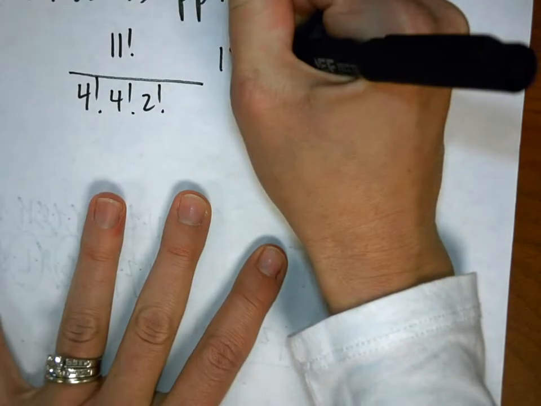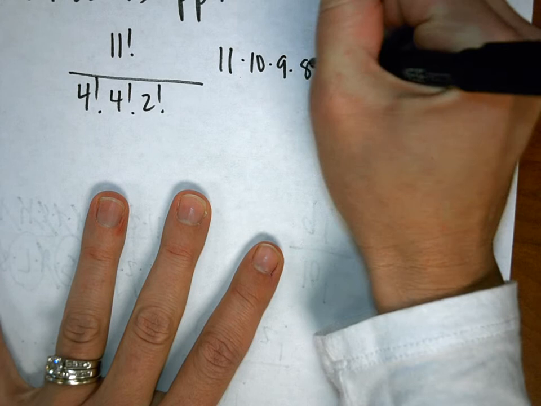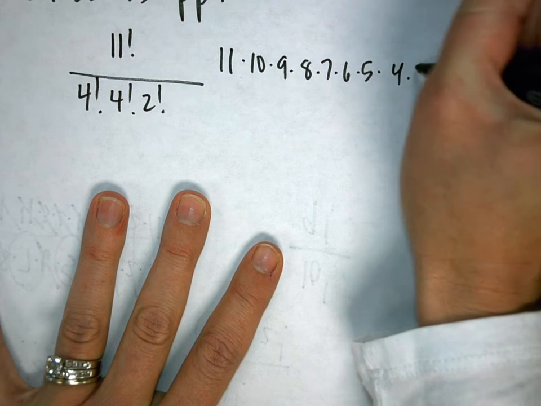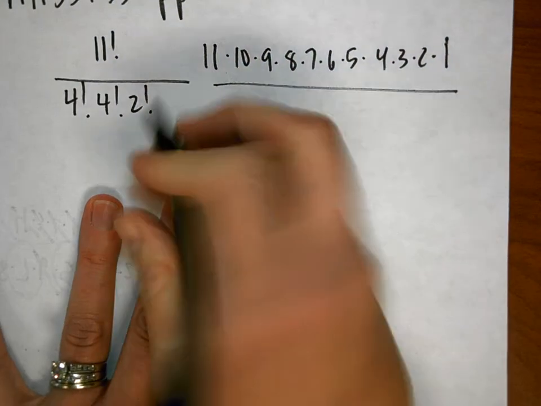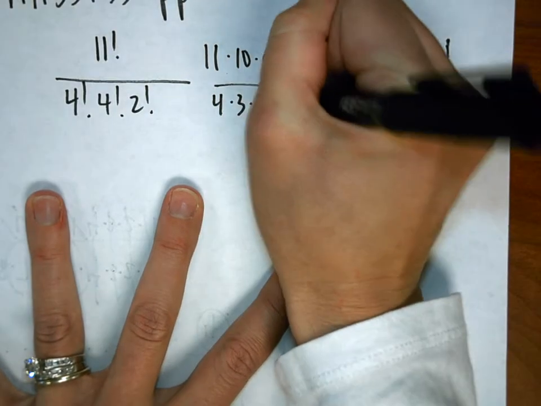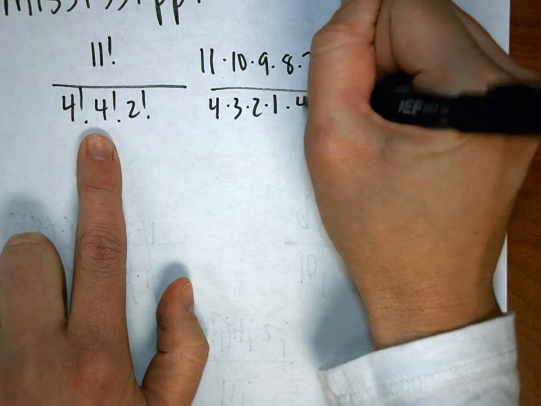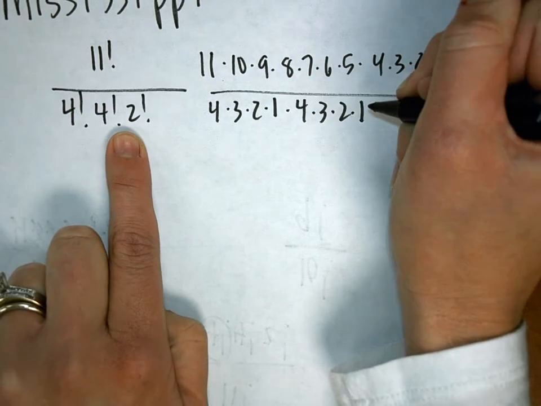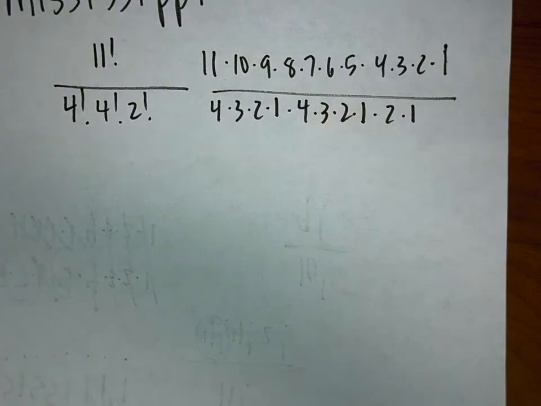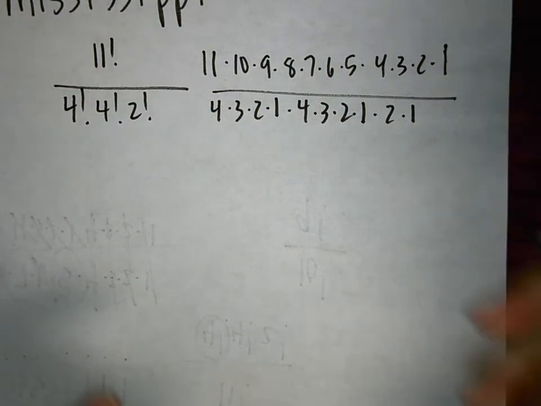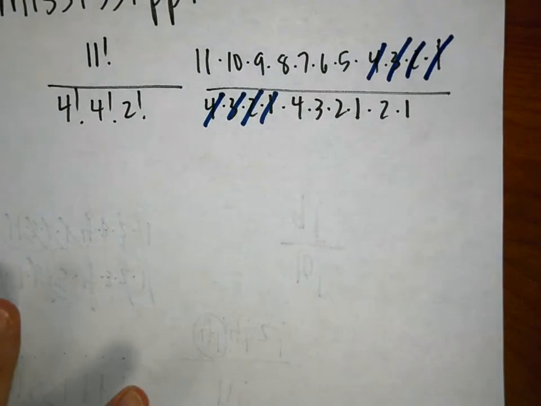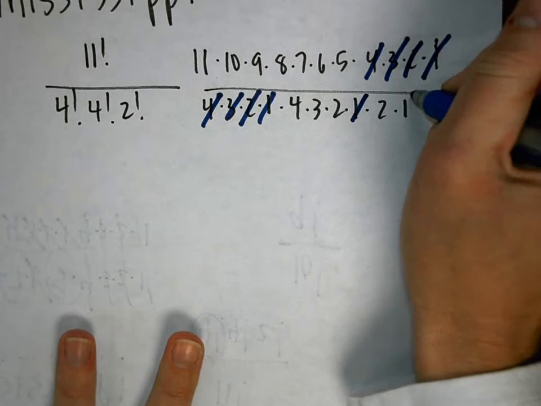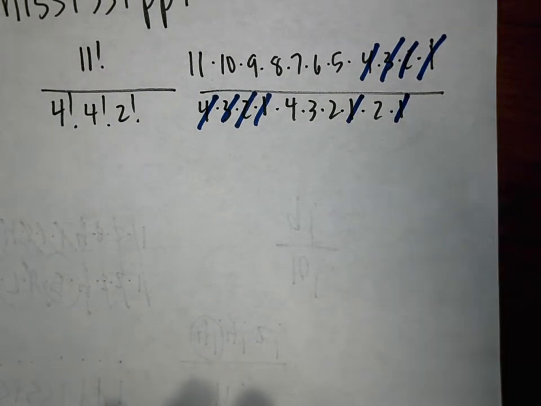So, 11 times 10 times 9 times 8 times 7 times 6 times 5 times 4 times 3 times 2 times 1. Okay, over 4 factorial, 4 times 3 times 2 times 1. 4 factorial, 4 times 3 times 2 times 1. 2 factorial, 2 times 1. Okay. Now, I'm going to go 4, 3, 2, 1, 4, 3, 2, 1. You could end up doing a shortcut for that later if you wanted to, but all those cancel. Ones don't matter.